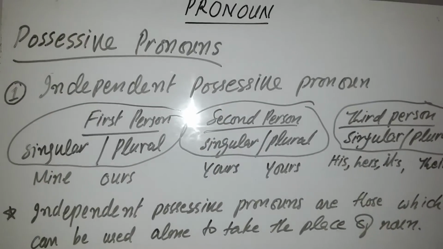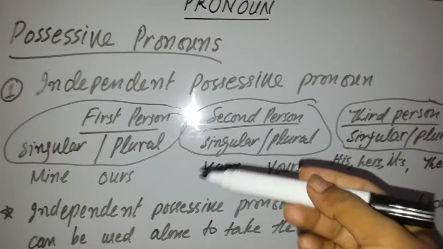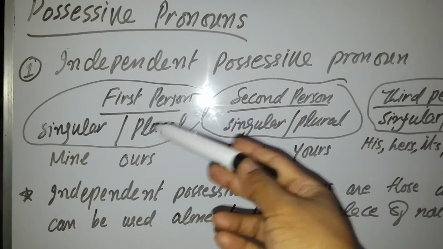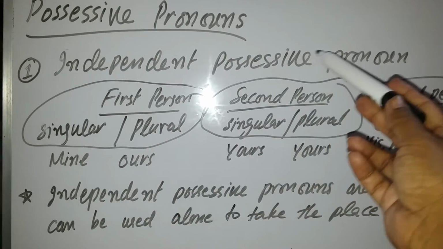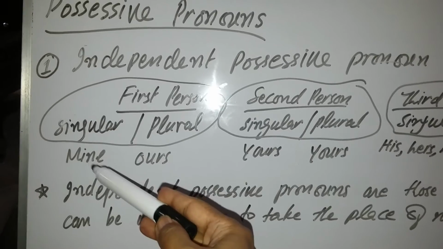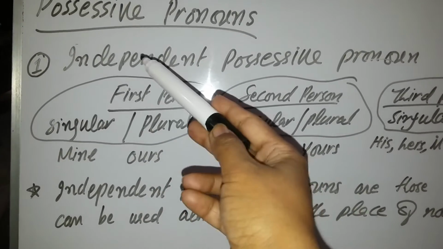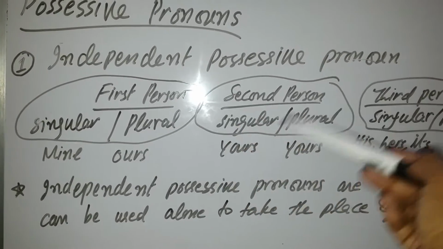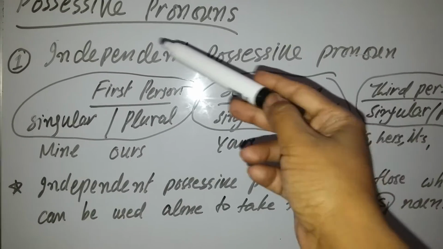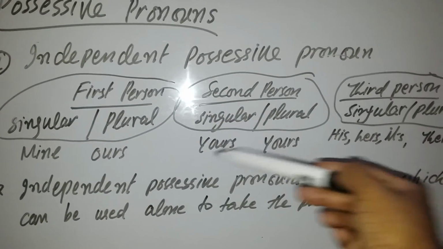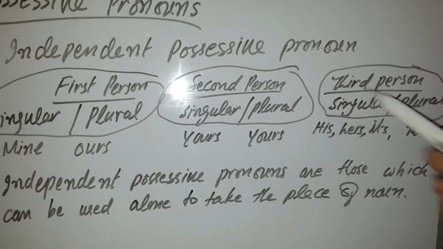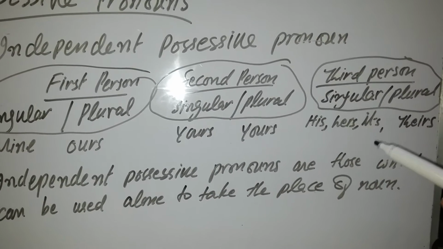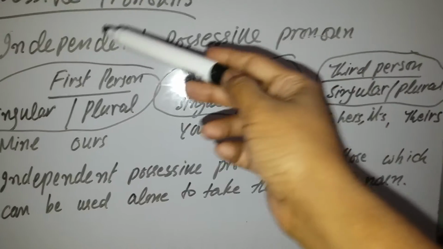Independent possessive pronouns: first person, second person, third person, singular, plural. Now first person singular independent possessive pronoun, that is mine. First person plural is ours. Second person singular is yours. Second person plural is again yours. These are the same. Now third person singular independent possessive pronoun, that is his, hers, its, and third person plural is theirs.